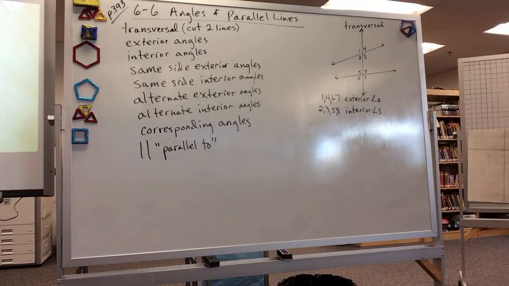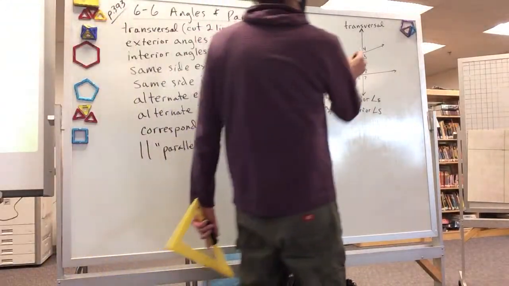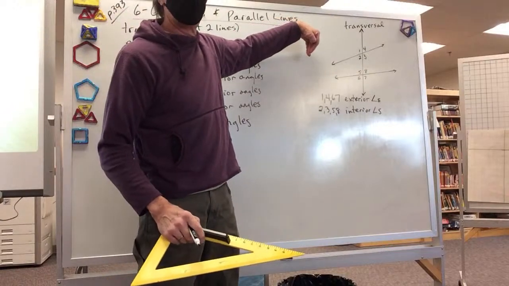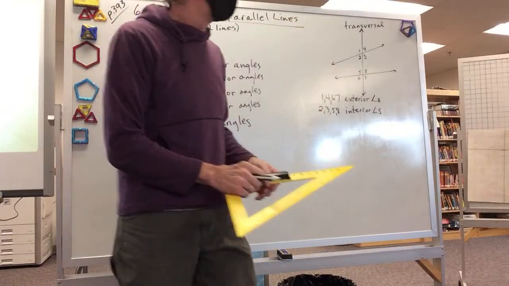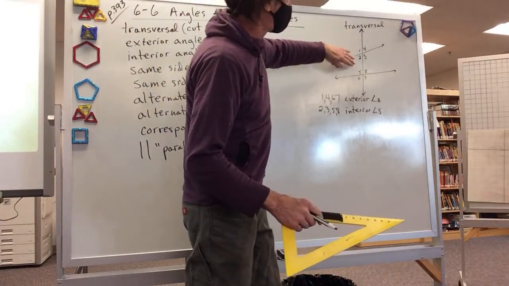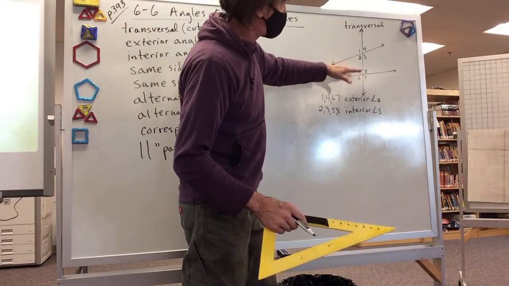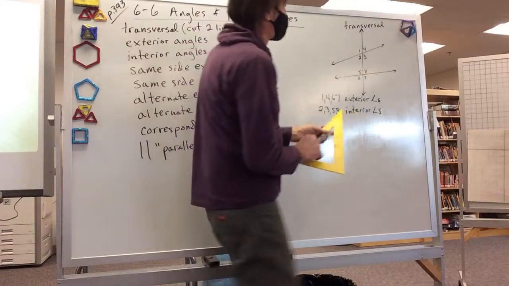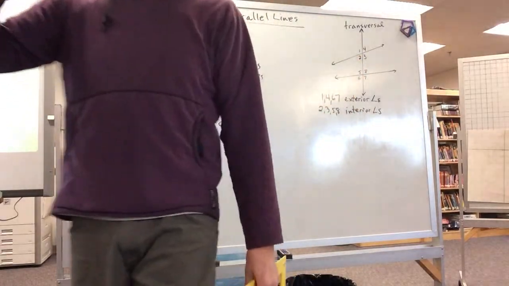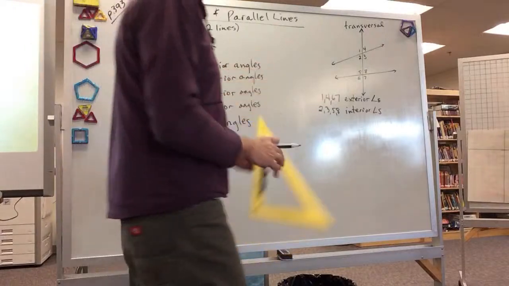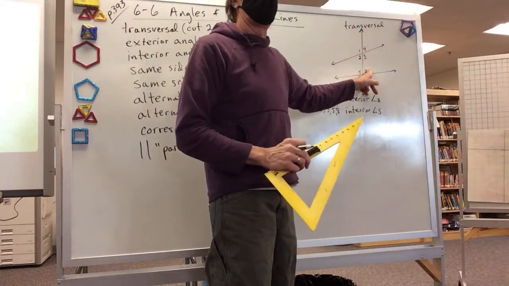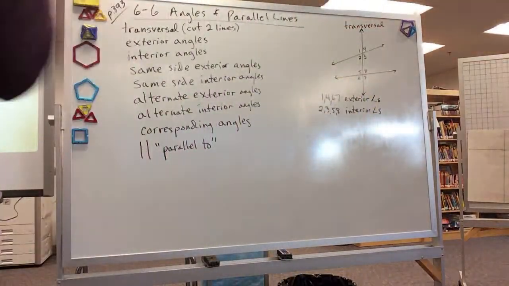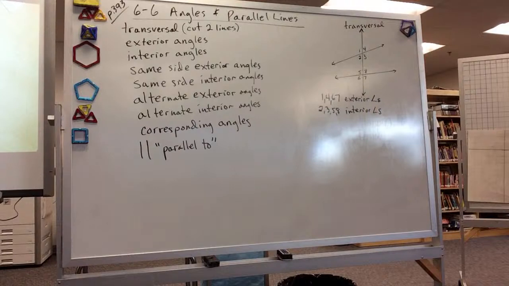Okay, then 1 and 5. You see how 1 and 5 are on the same side of the transversal? They're on the same side and they're kind of in the same position. They're both on the upside of that line. So 1 and 5, they correspond to each other. And 4 and 8 correspond to each other. And even though they're not the same measure, they still correspond. And they correspond in their location.